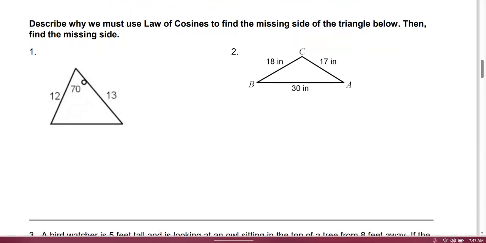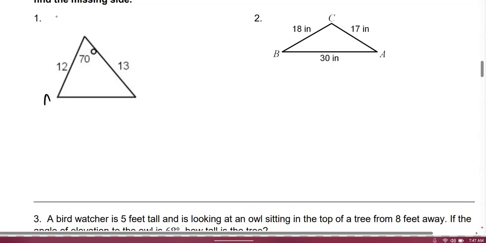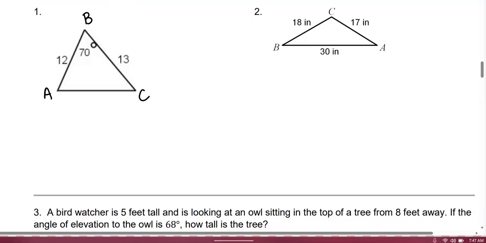So number 1 and 2, describe why we must use law of cosines to find the missing side of the triangle, then find the missing side. So number 1, let's go ahead and label this triangle. Let's label its corners capital A, capital B, capital C. It's going to be helpful if you label it the way that I did. Across from angle big A is going to be side little a, and that's 13. Opposite of big C is going to be side little c, and that's 12. And then opposite of big B is going to be little b, and that would be the side that we're trying to find.